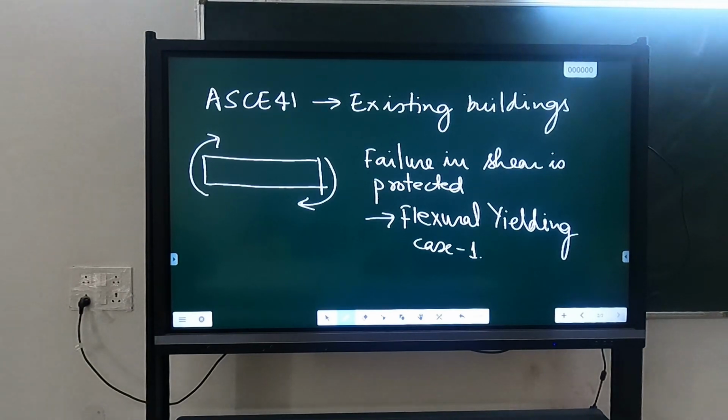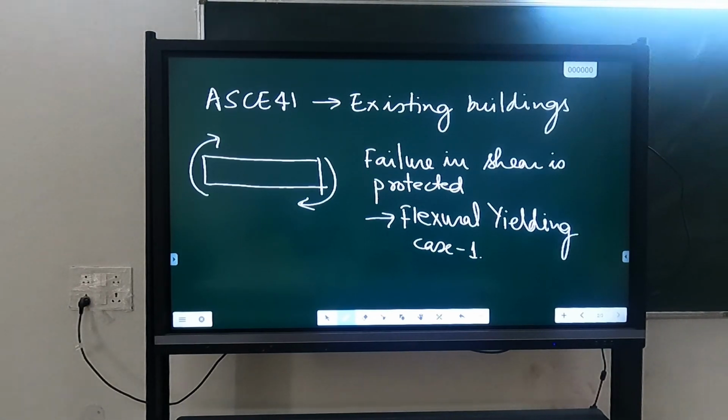So you will calculate the shear capacity and flexure capacity. If the shear capacity is much larger than the flexure capacity, then this case will occur. The second situation may be where the shear capacity is much smaller than the flexure capacity. In that case, failure will occur in shear. There is a third case also where flexure and shear capacity are comparable. In that case, what will happen?